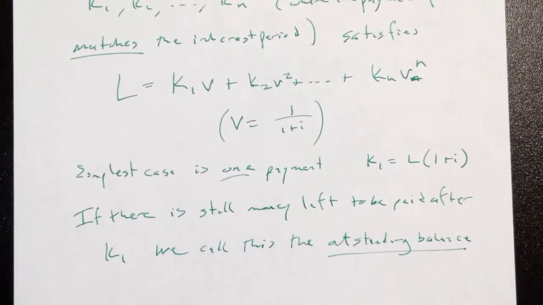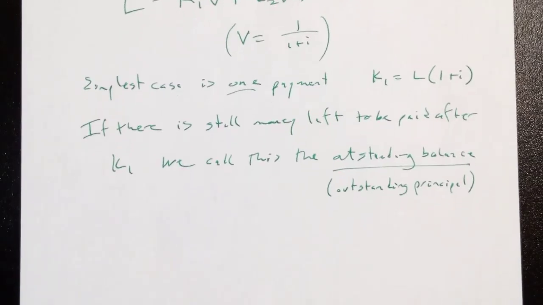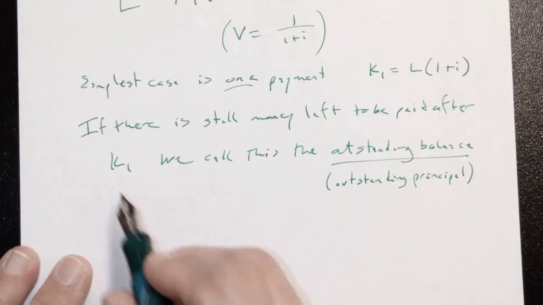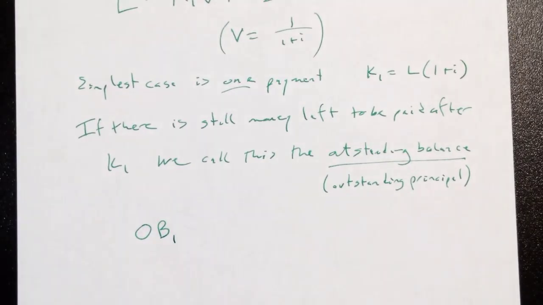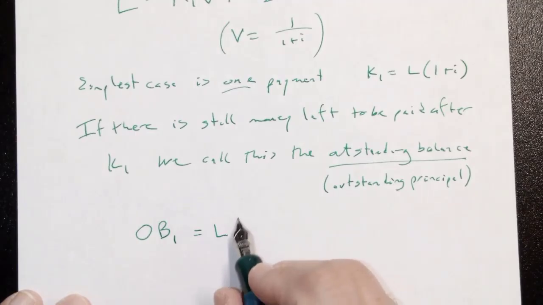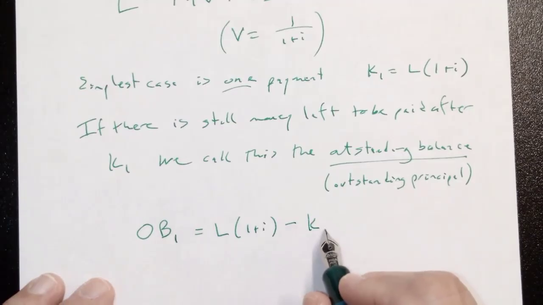I'm going to call that the outstanding balance. Sometimes it'll be called the outstanding principal, which makes sense since that's the principal of our investment, the principal of our loan. Okay. I made one payment. The outstanding balance after payment 1 would be the loan amount having been charged interest minus the payment amount.